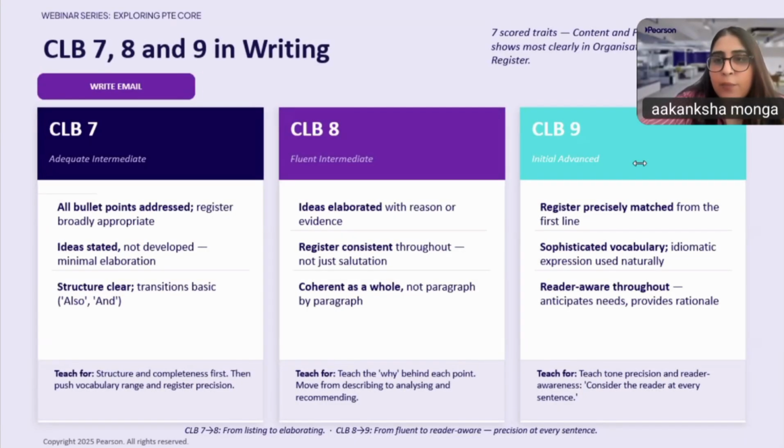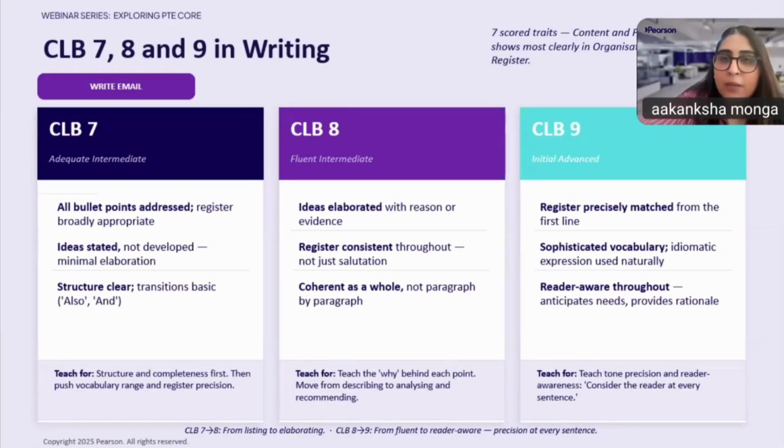And if you'd like them, of course, to produce answers at the CLB 9 level, then consider teaching for more precision in terms of tone, and to be more aware of what the reader's perspective might be, because writing is not isolated in that manner. It's not just about what I as the writer want to say. It's also very much dependent on what the reader might need or how they might perceive it. So it's very important to consider the reader at every step while writing.